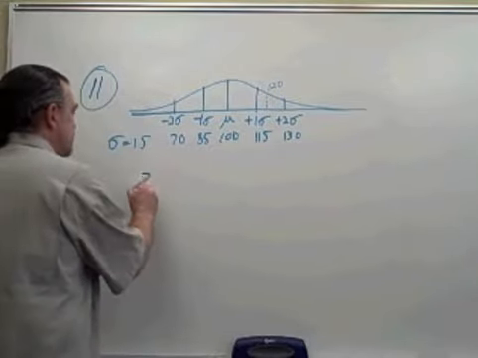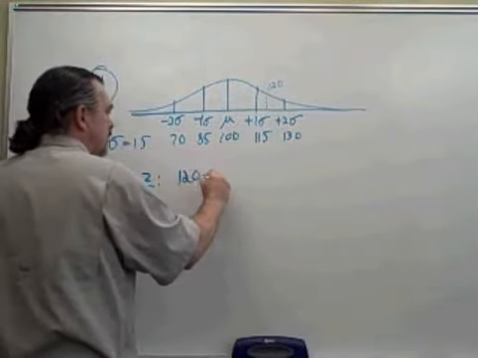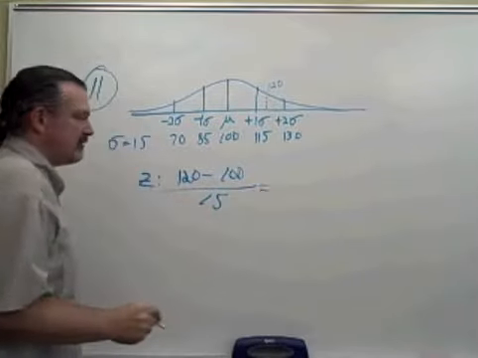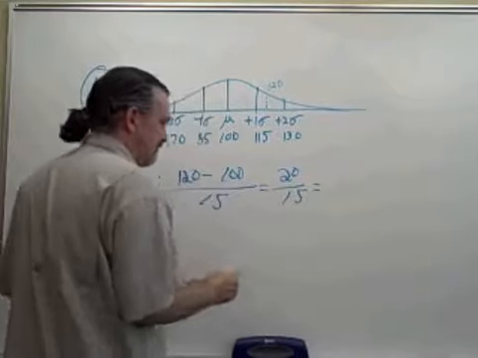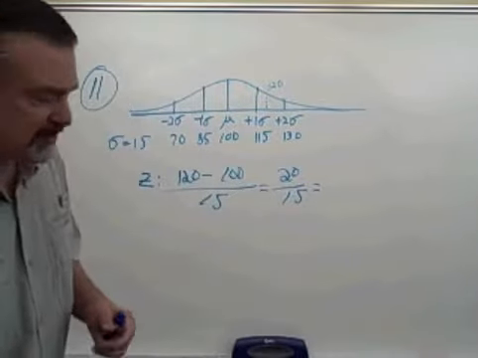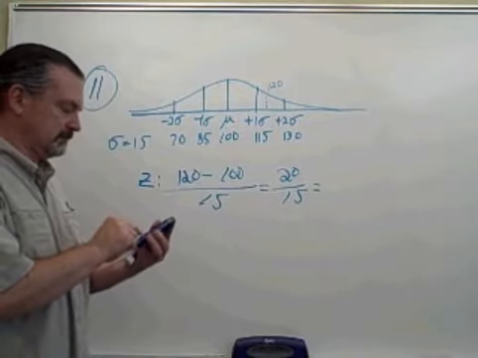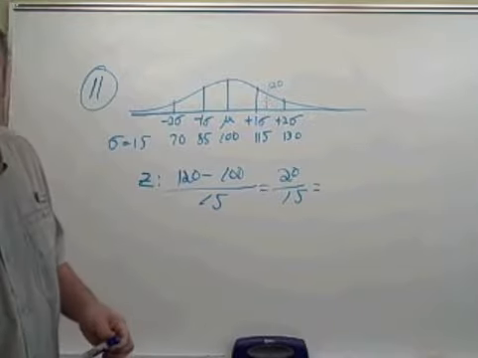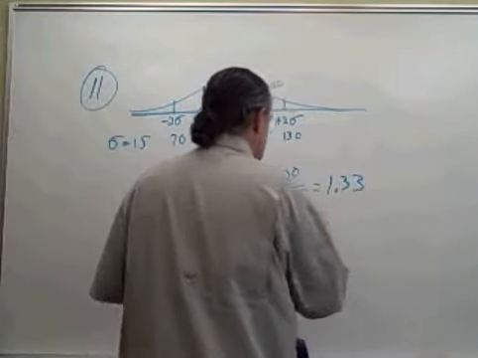So let's find the z-score. Z-score is the data item minus the mean divided by the standard deviation. So that's 20 divided by 15. Well, let's see what 20 divided by 15 is going to give us. That's 1.3, and the 3 is repeating, so 1.33.